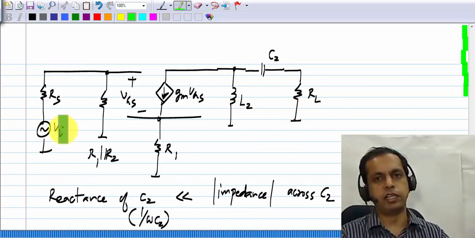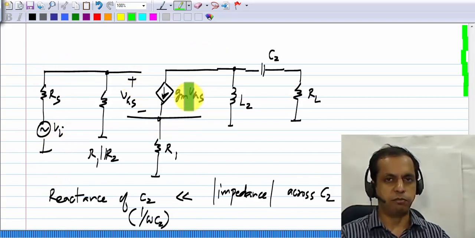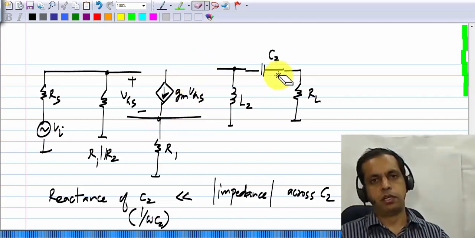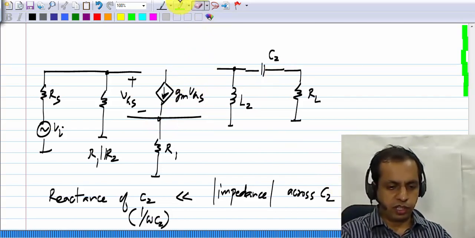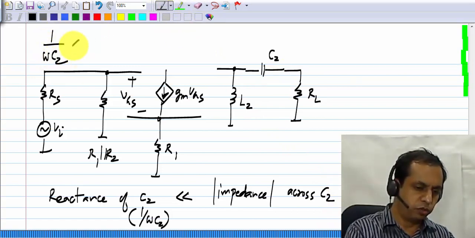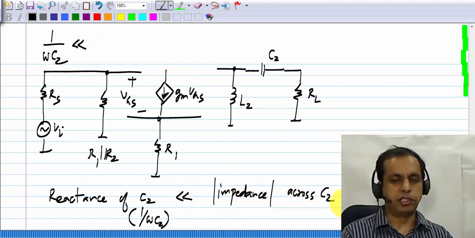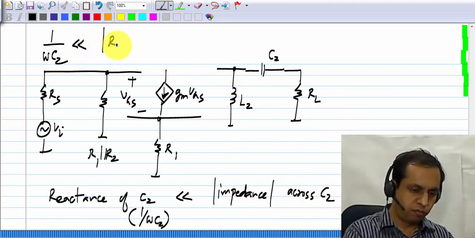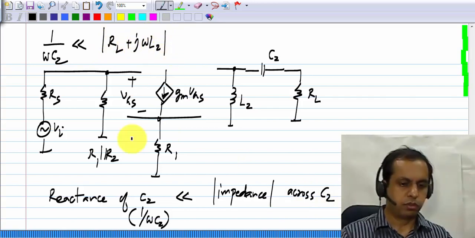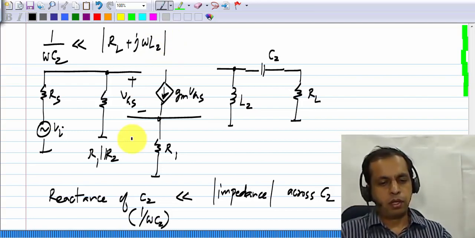If I deactivate Vi, if I set Vi to 0, this voltage becomes 0 and that voltage becomes 0. So Gm VGS becomes 0. So this goes away and this is all we have left. Okay. And we can evaluate this condition. It's not difficult. What we want is 1 over omega C2 to be much smaller than the impedance across C2. What is the impedance that appears across C2? RL plus j omega L2. Okay. Once you have chosen L2, you can do this.